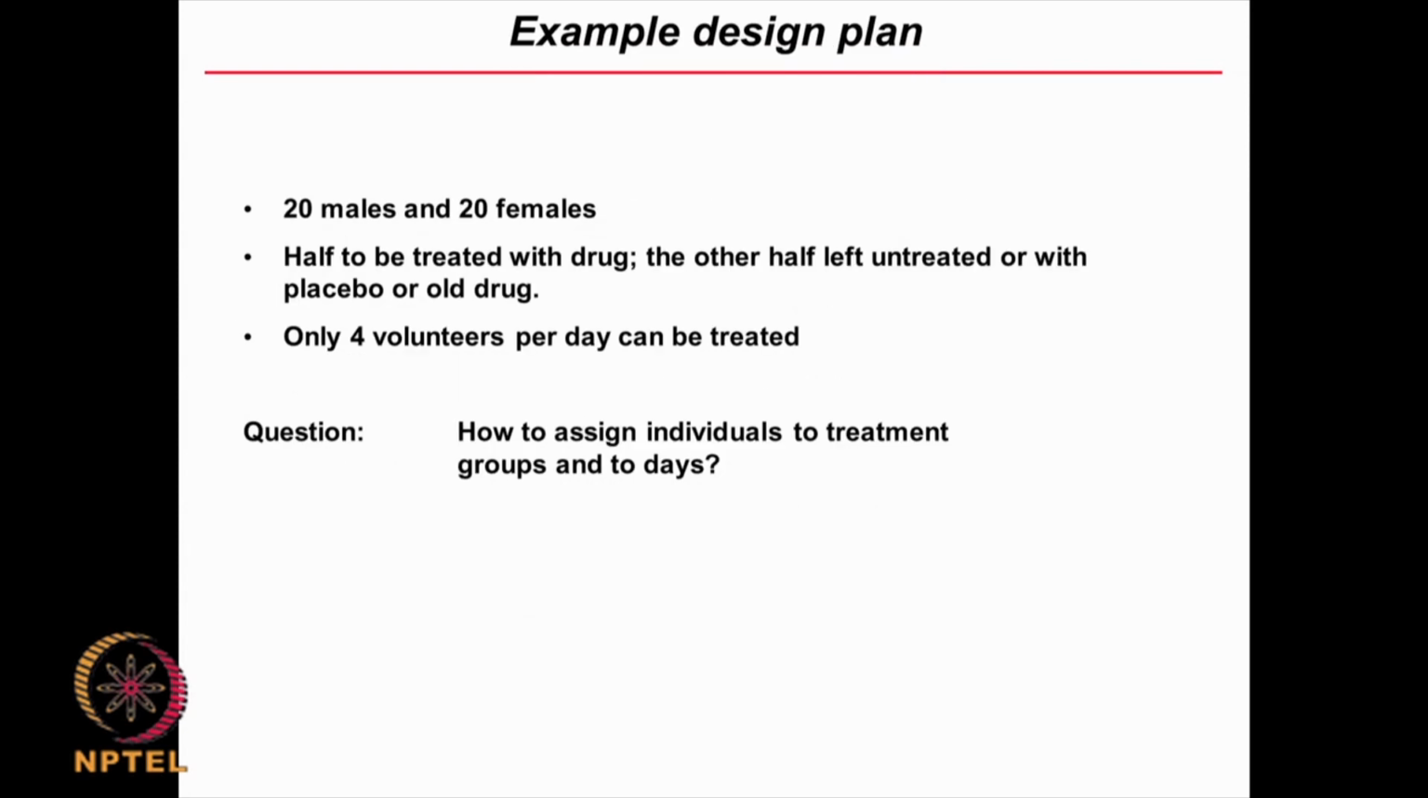Okay. So, look at this, 20 males and 20 females I have, half of them are going to be treated with drug, other half left untreated or with placebo or whole drug. I can do the treatment only for 4 volunteers per day. Okay. So, Monday to Friday only I am going to do the work. So, how will you assign individuals to the treatment groups on 2 days? Okay. So, I have 20 males, 20 females, and half of them in each group will be control, half of them in each group will be the test. So, how am I going to perform this design plan?